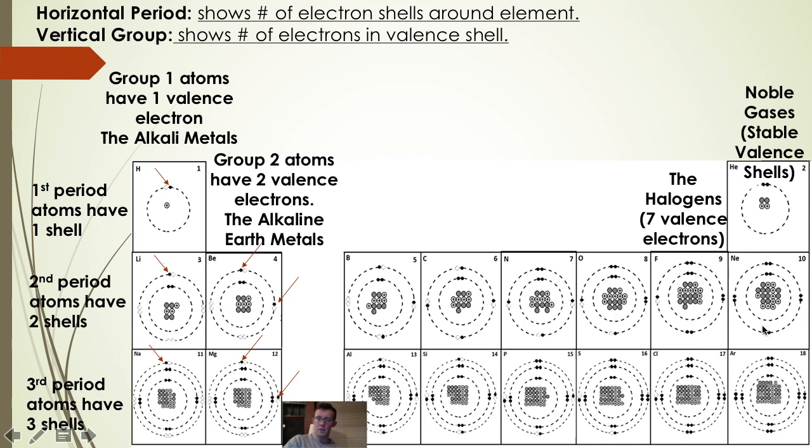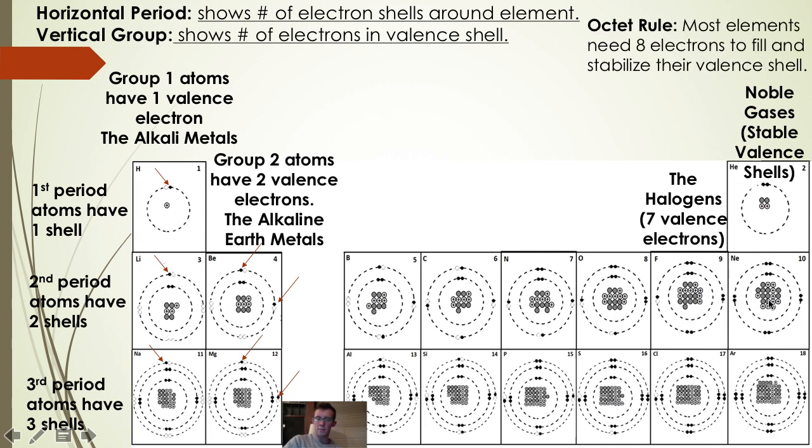And in general, what you'll see is that most atoms do need 8 valence electrons to fill and stabilize their valence shell. We call this idea the octet rule. A couple of exceptions would be hydrogen and helium, which only have one shell that only needs two electrons in order to fill and stabilize it.